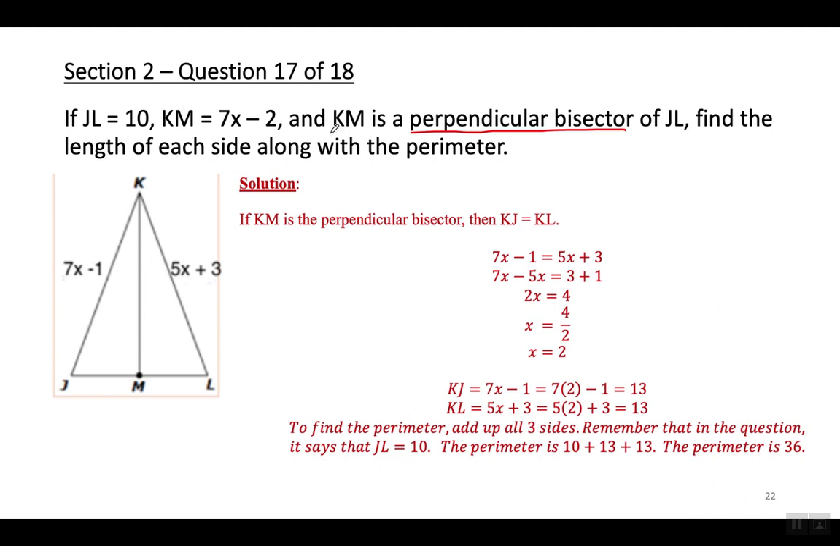If KM is the perpendicular bisector of JL, you may have forgotten this, but when you have a perpendicular bisector, that means it's perpendicular, and there's a theorem that any point I put on the perpendicular bisector has to be equidistant from the two endpoints. So if KM is the perpendicular bisector of segment JL, that means point K has to be equidistant to point J and point L.